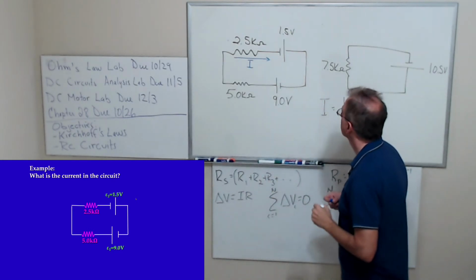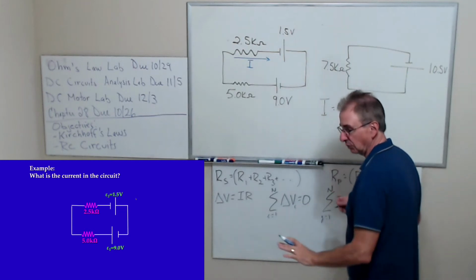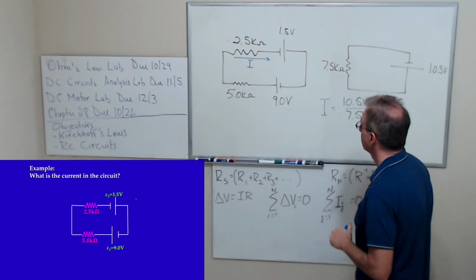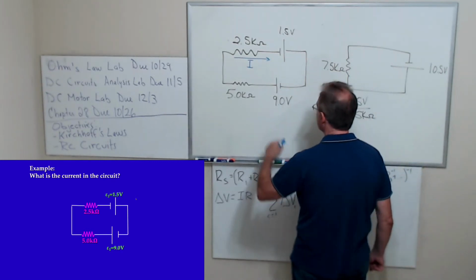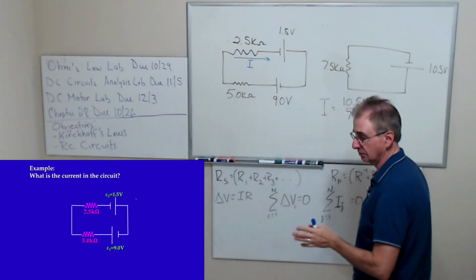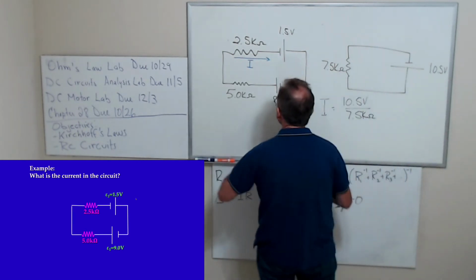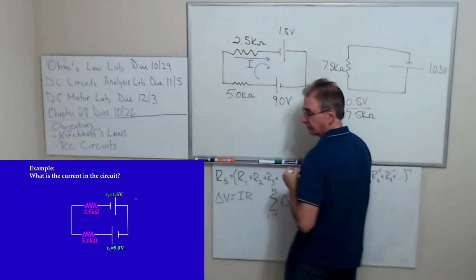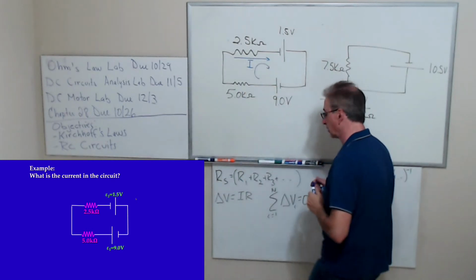Okay, and it pretty much makes sense that the current's going to go this way. We okay with that? Then I'm going to go around and sum the delta V's. I can go either clockwise or counterclockwise. That's your choice, or my choice. I'm going to choose to sum the voltage drops clockwise. I'm actually going to sum in the direction of the current.